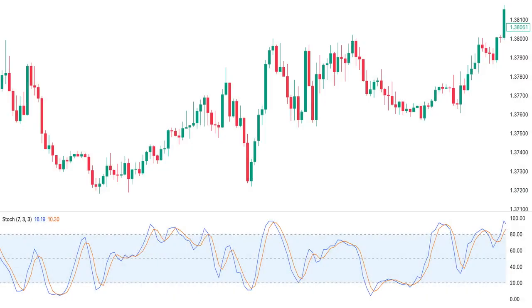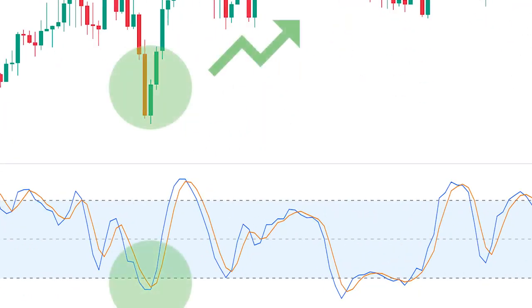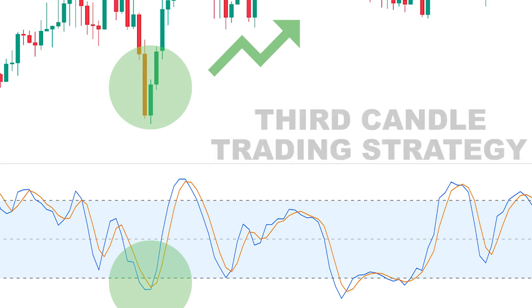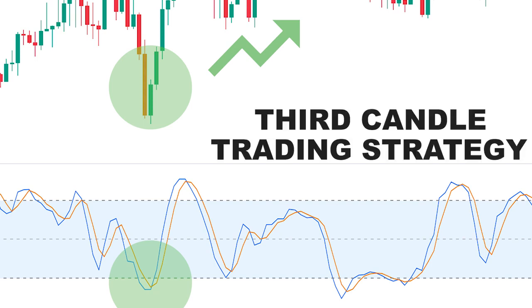In today's video, I want to teach you a trading strategy which is based on a candlestick pattern, and it's called third candle trading strategy. First, let's see what third candle pattern is and how it's identified on the chart, and then I'll show you how you can effectively trade based on this pattern.